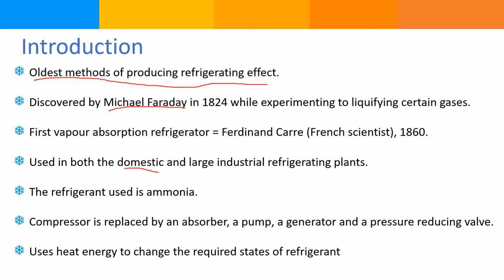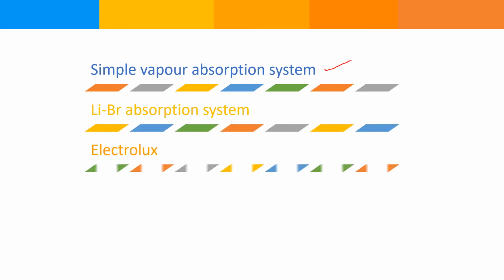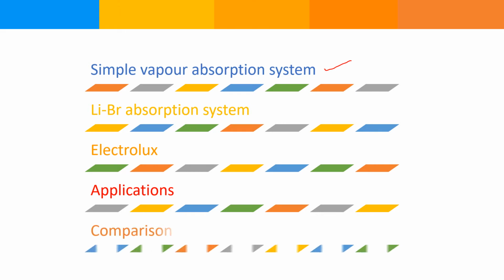Also, the compressor part of the standard vapor compression cycle is replaced by an absorber, pump, generator, and pressure reducing valve. It uses heat energy to change the required state of the refrigerant instead of compressing it. So in this video, we are going to learn about the simple vapor absorption system, then the lithium bromide vapor absorption system, the Electrolux vapor absorption system, its applications, and a comparison of the vapor absorption system with vapor compression cycles.